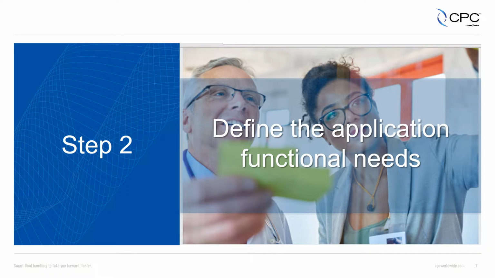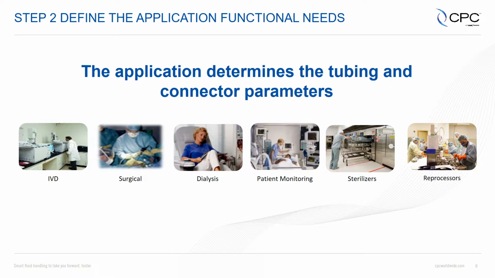So after considering the general requirements, particularly as they relate to safety, now we get into narrowing down the many different connection options that are available, and we do this by looking at the application's functional needs. We start our discussion with customers here at CPC by asking about the application they're designing for. This drives not only the tubing selection, but the connector as well.